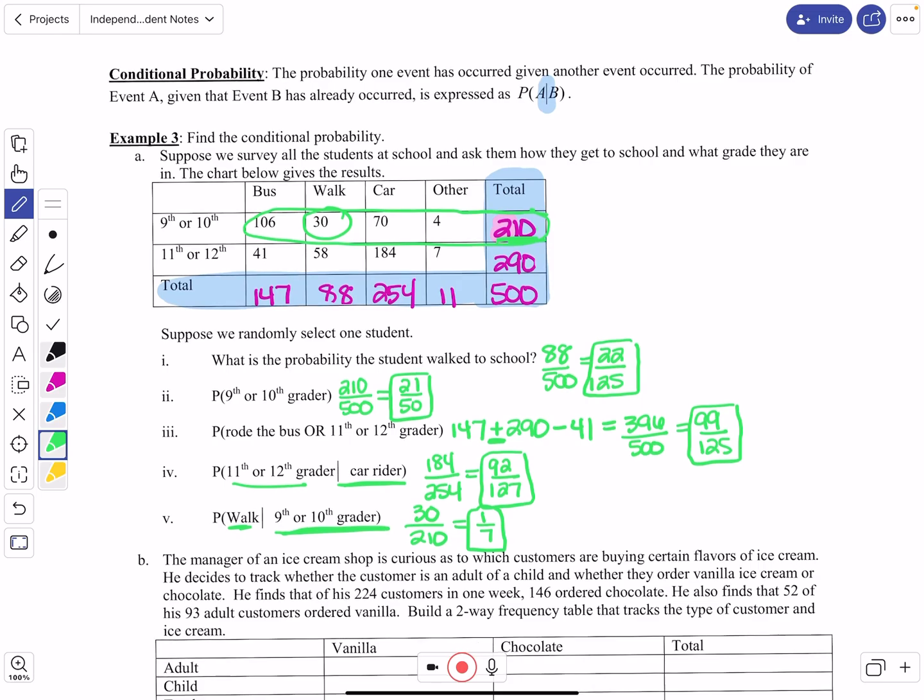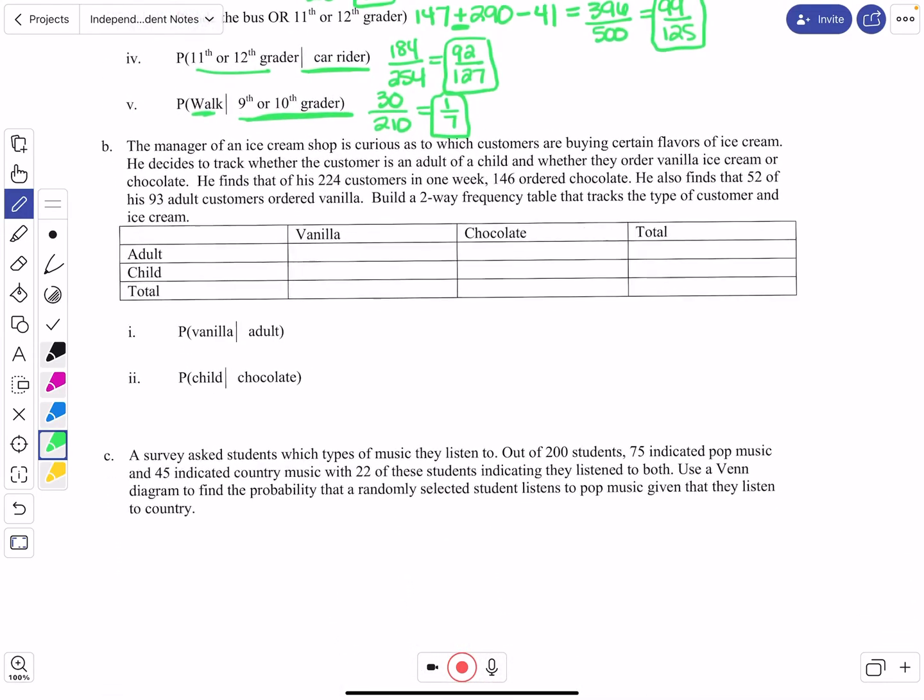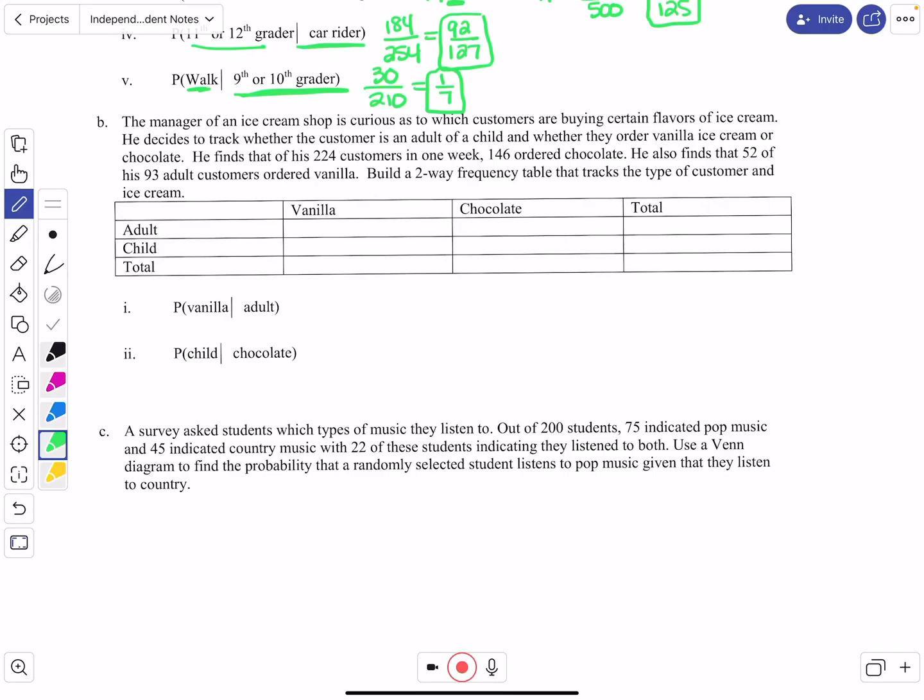Okay, now the next one here, we have to fill in our own table, and sometimes that's what happens. So we got to fill in our own table on this one. The manager of an ice cream shop is curious as to which customers are buying which flavors of ice cream. He decides to track whether the customer is an adult or a child, and whether they order vanilla ice cream or chocolate. He finds of his 224 customers in 1 week. So the 224 is your total.